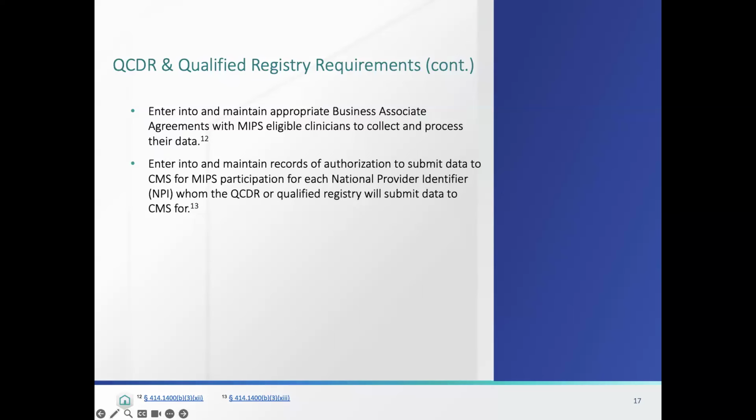Business associate agreements: you must obtain and keep on file signed documentation that each holder of an NPI has authorized the QCDR or qualified registry to submit quality measure results, improvement activities measures and activity results, promoting interoperability results, and numerator and denominator data for patient-specific data on Medicare and non-Medicare beneficiaries to CMS for the purpose of MIPS participation.